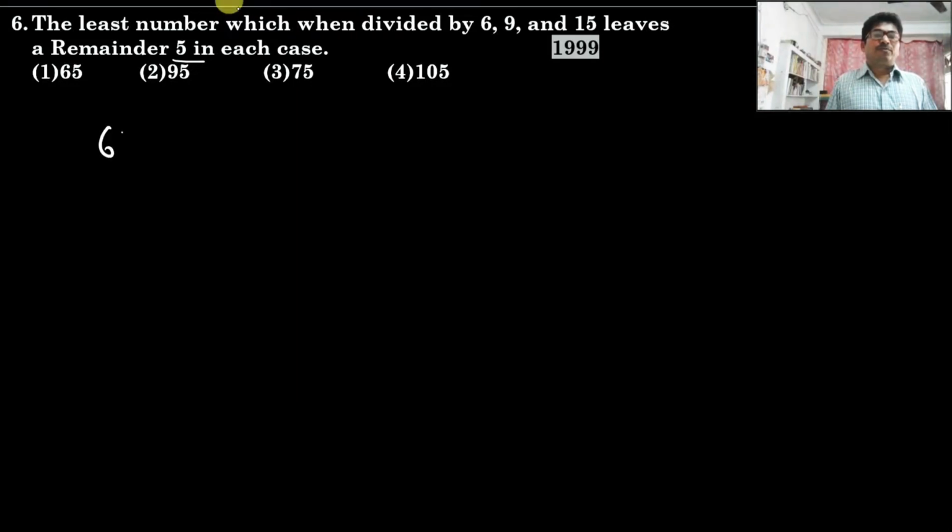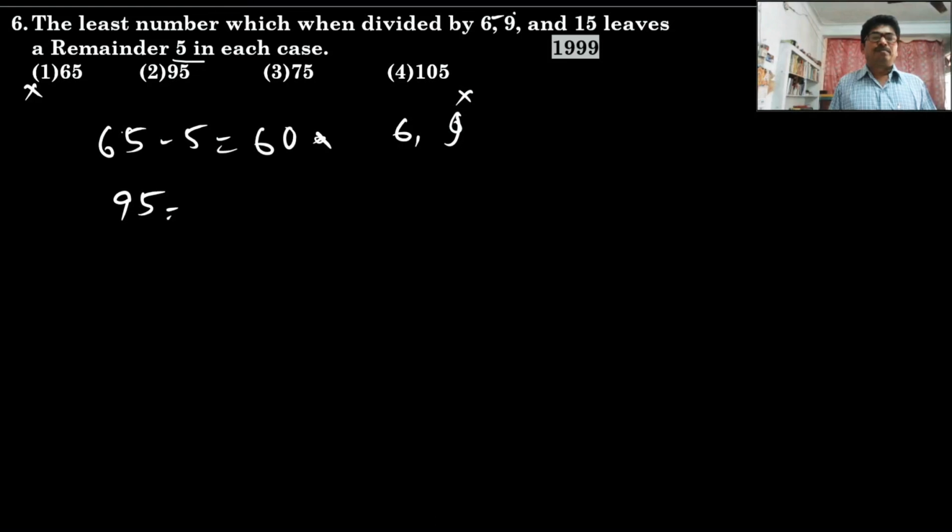From 65 minus 5, 60. So 60 is divisible by 6 but not divisible by 9. So that's why this is not the correct option. Next, 95 minus 5, 90. This is divisible by 2 and 3.